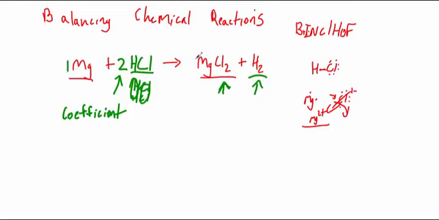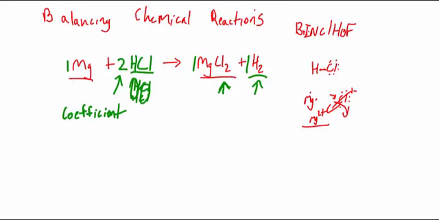If there are no numbers in front of it, it's understood to be 1. So you can actually read this reaction as 1 atom of magnesium reacts with 2 molecules of hydrochloric acid to produce 1 unit of magnesium chloride and 1 molecule of hydrogen gas. So it's actually counting atoms. This is really telling me how many atoms or ions are present in this reaction. So that's a nice simple one.